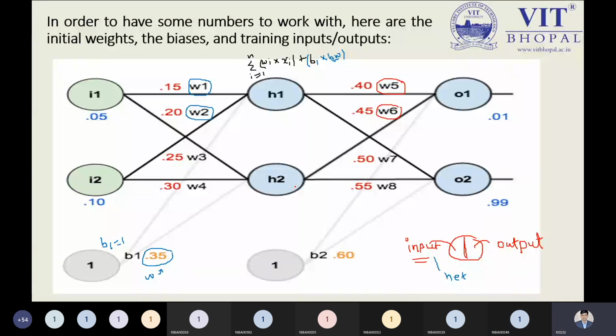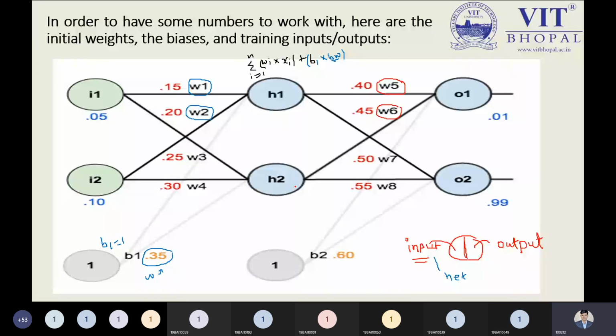So what is our responsibility? What is our next activity? Can you tell me, to simplify, what is the next activity we need to calculate? Error, sir. Why? How can you say error without getting the output value of O1? First the output and then the error. First we need to calculate the input value of the O1 node.